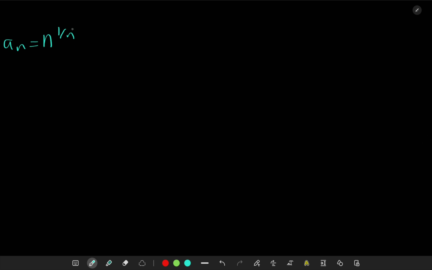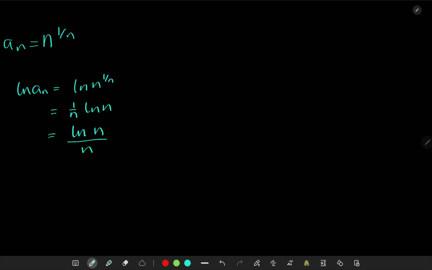Well, this one has an exponent that depends on n, and the base depends on n. So this looks like something that you would do with a natural log, and write this as the natural log of n to the 1 over n. That will give you a 1 over n times the natural log of n. So this gives you the natural log of n over n.